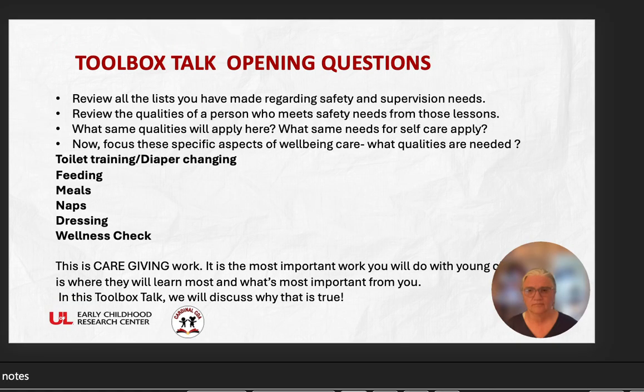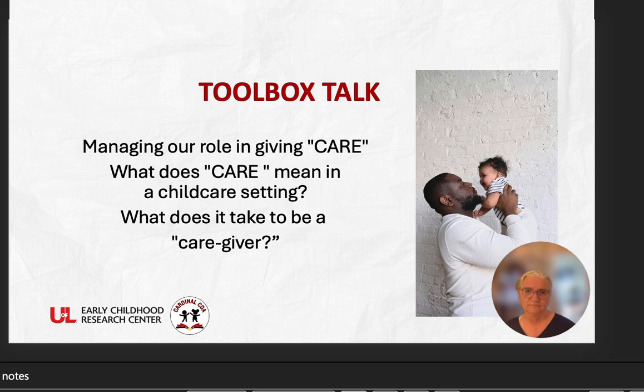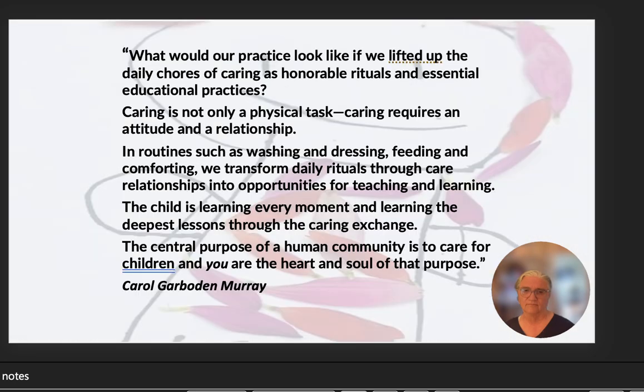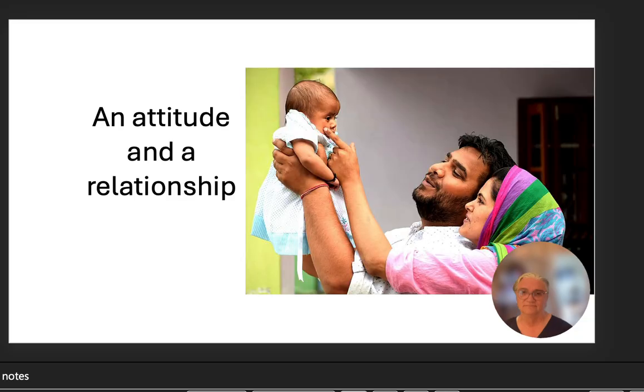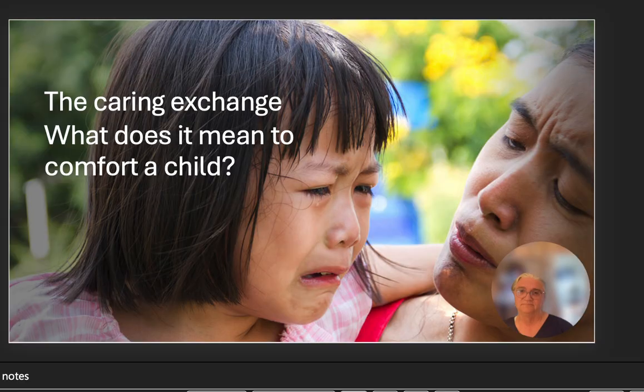And in my toolbox talk, I will be basically going over how all of these caregiving practices are education. They're the same thing, they're not different. And that by caring, we're educating. So there's another video here, and then a beautiful quote from the video, and then looking at the various types of rituals and actions that involve care, how your attitude matters, and what the caring exchange is and what does it mean.